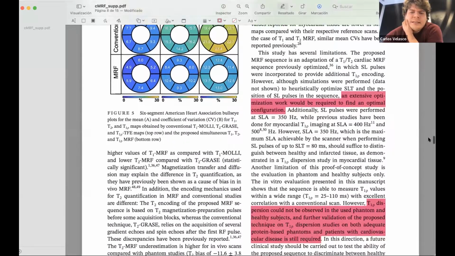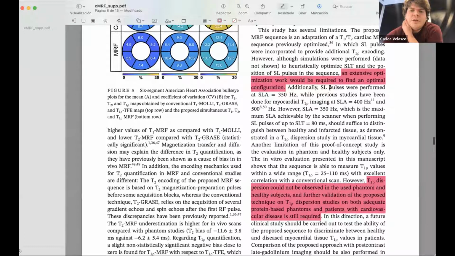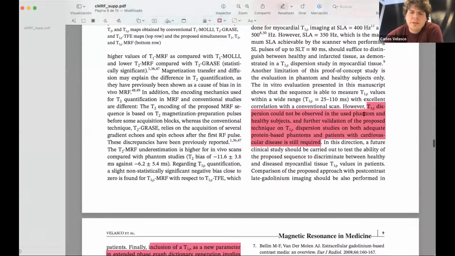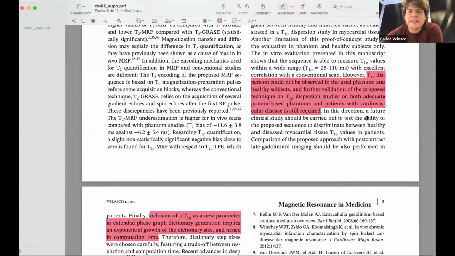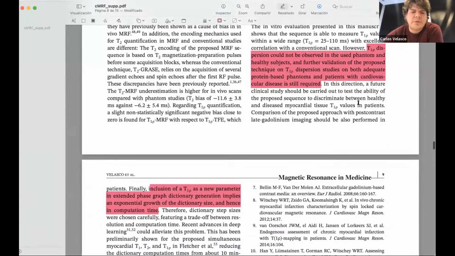And finally, a limitation of the study is that we need to optimize the sequence in a better, more quantitative way, for example with the Cramér-Rao lower bound or any other optimization, because this was based on a T1, T2 MRF sequence that was working well, and we just added the T1rho preparation pulses. We also need to perform scans on patients, not only on healthy volunteers, but patients with myocardial infarction or any other fibrotic lesions on the myocardium, so we can really see if T1rho MRF is working on this type of patient.